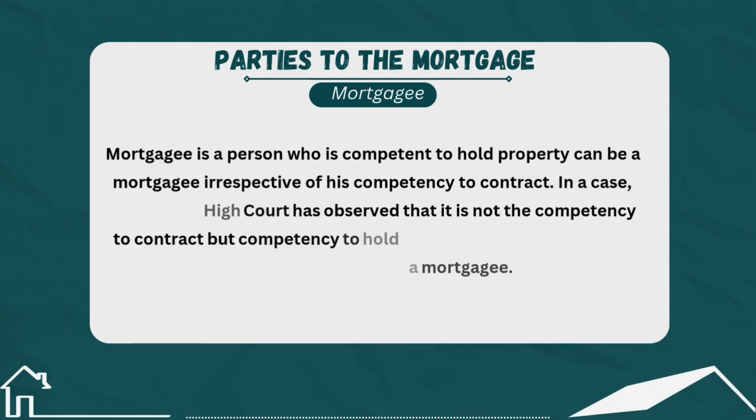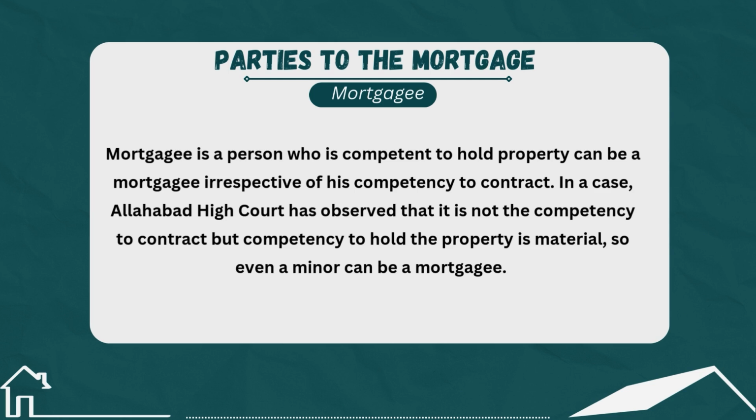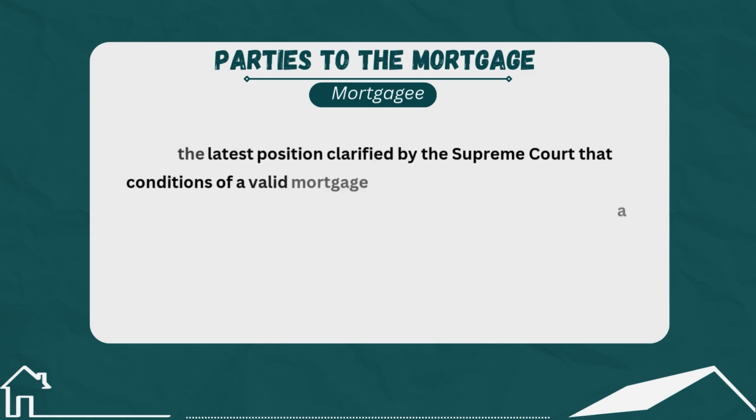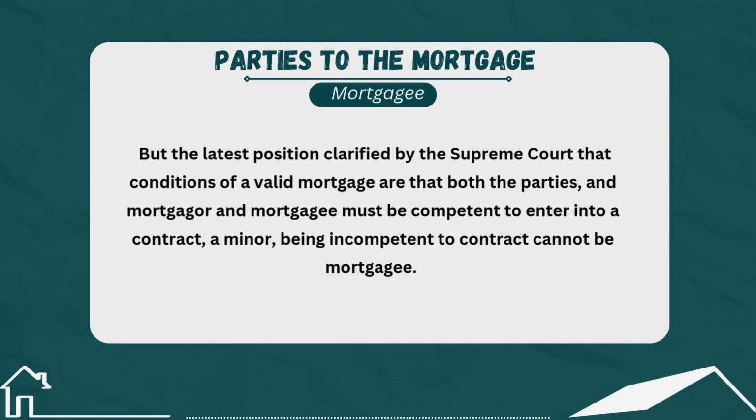The second essential is the mortgagee. A person who is competent to hold property can be a mortgagee, irrespective of his competency to contract. In a case, the Allahabad High Court observed that it is not the competency to contract but the competency to hold the property that is material. So, even a minor can be a mortgagee.